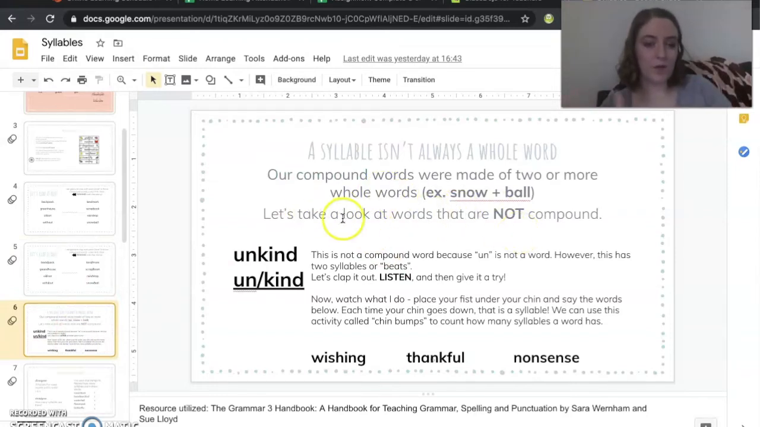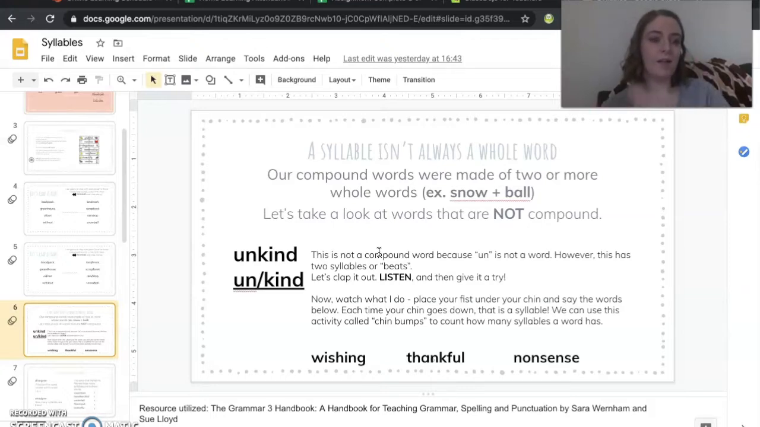So let's take a look at words that are not compound, but still have syllables in them. So unkind. This is not a compound word because un is not a word, okay? But it does have two beats, just like those other words we talked about. So listen to me clap it out and then give it a try.